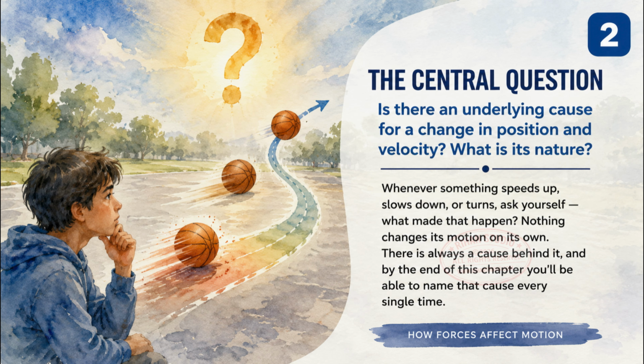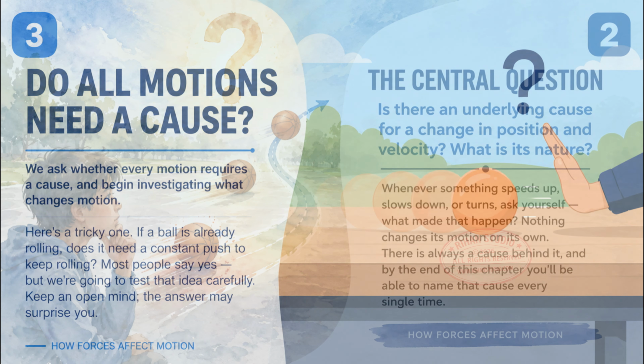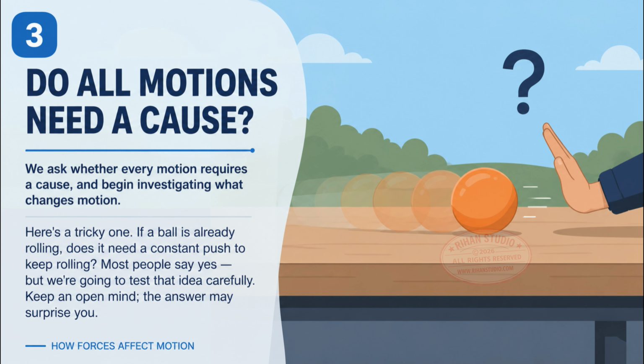Let's begin. The central question. Whenever something speeds up, slows down, or turns, ask yourself, what made that happen? Nothing changes its motion on its own. There is always a cause behind it, and by the end of this chapter, you'll be able to name that cause every single time. Do all motions need a cause?